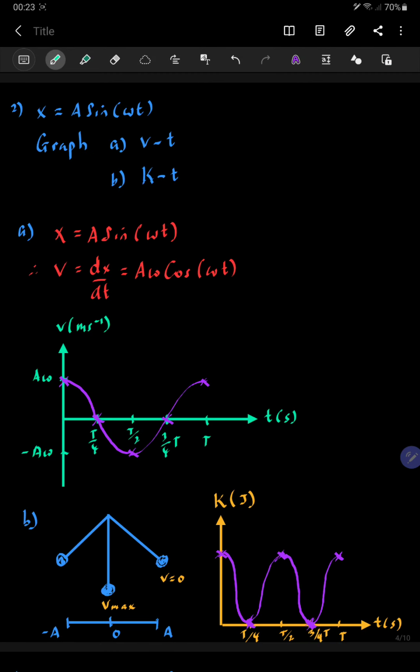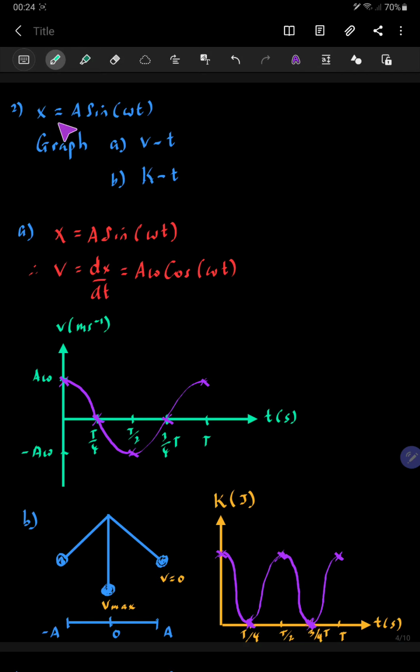Okay guys, next, question number 2. They give you the main equation of simple harmonic motion, x equals a sine omega t. They ask you to sketch a graph of velocity against time and kinetic energy against time. So basically, given x equals a sine omega t.